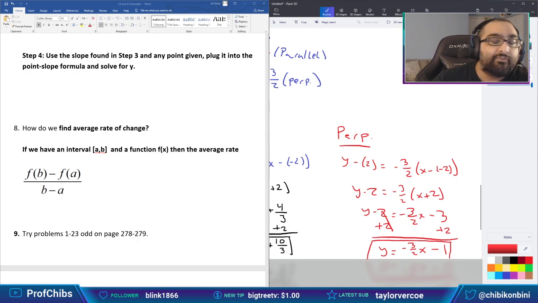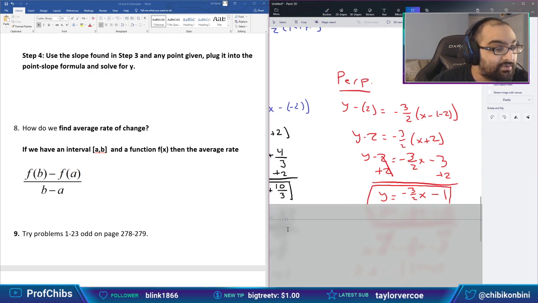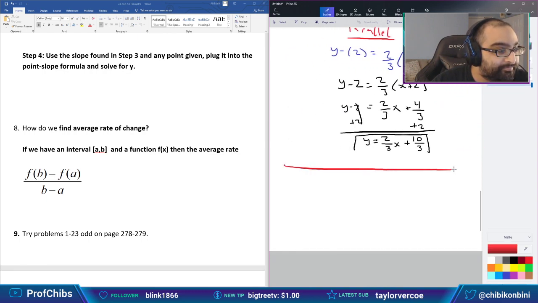So f of b is just y2, the bigger of the two. The y2 value is associated with b, which would be like x2, and a would be like x1. So we get y2 here, y1 here, and x2 minus x1. In our reality, there is no difference between number 8 and number 1. It's just written in function notation. It's just fancy writing for the same thing as number 1. So essentially, let's look at an example here.